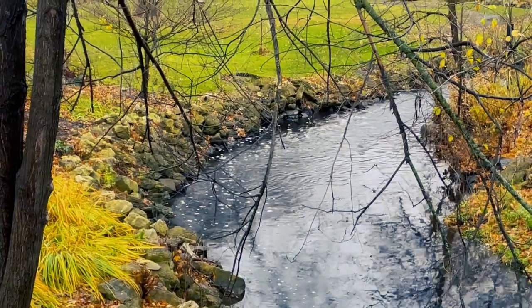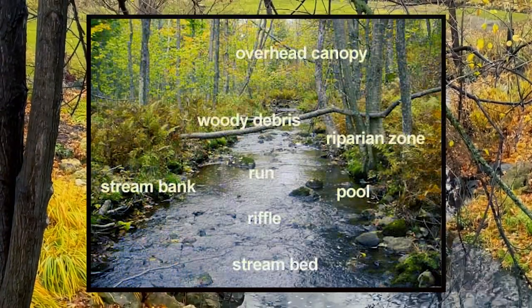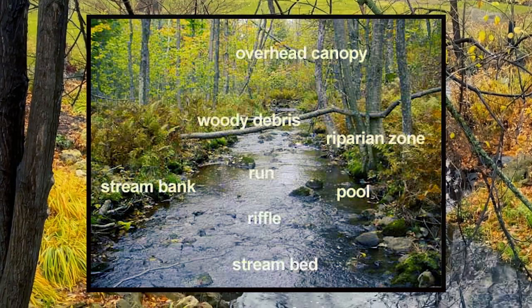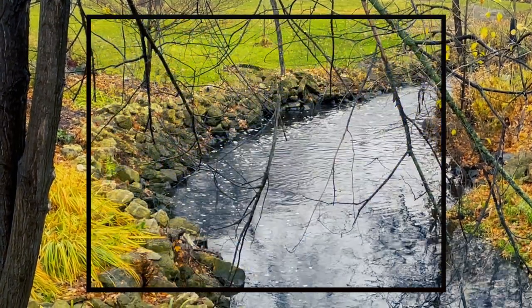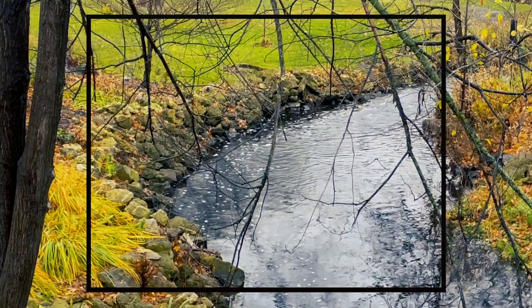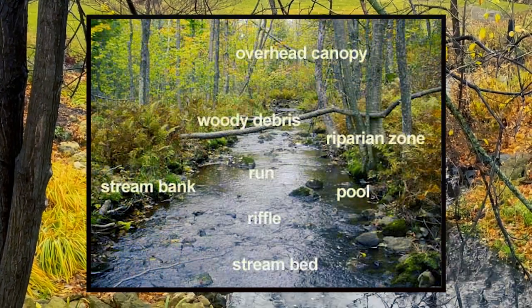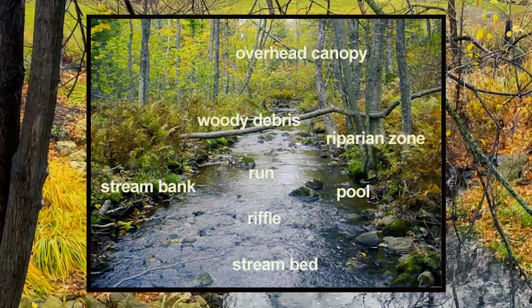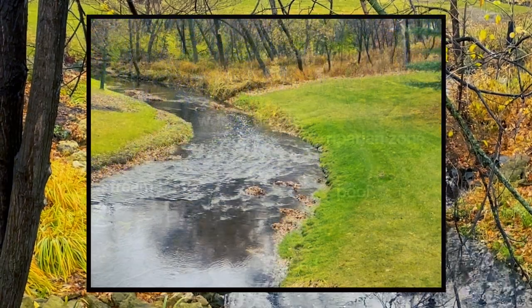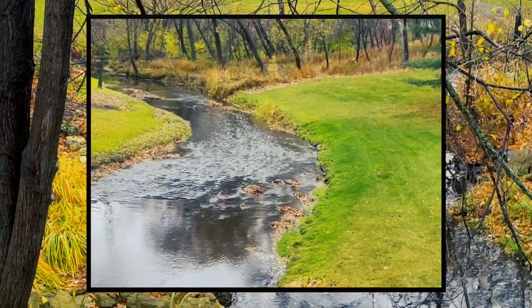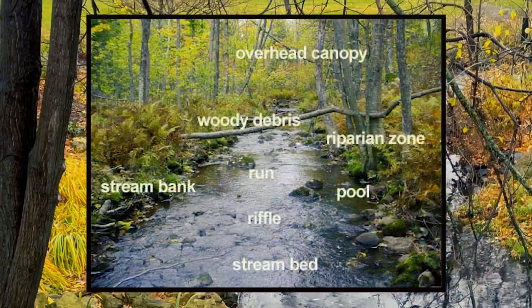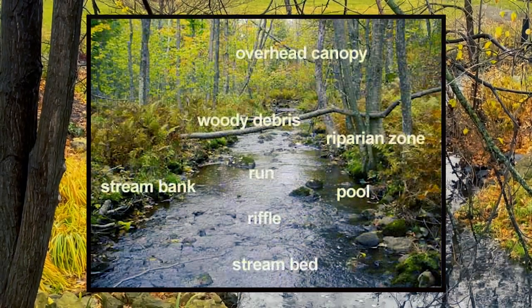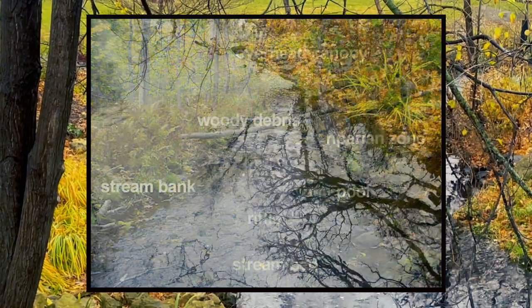The anatomy of a stream. Runs are deep, fast water with little turbulence. Riffles are shallow, fast, turbulent water. And pools are deep areas with slow-moving water.